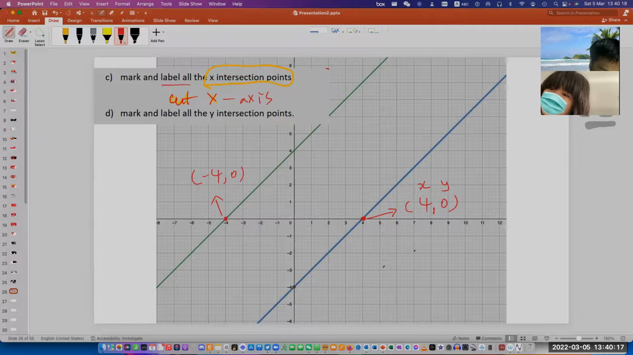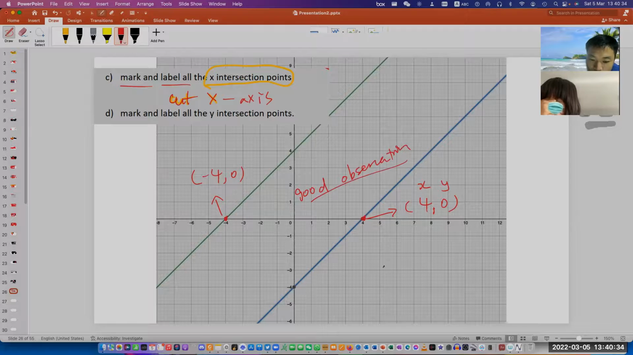Mark and label. I already marked, I already labeled. Parallel? Yes, parallel. We talk about it later on. Very good, this is a very good observation. They are parallel to each other. But I don't want to go into that first. Let's focus on the points first.